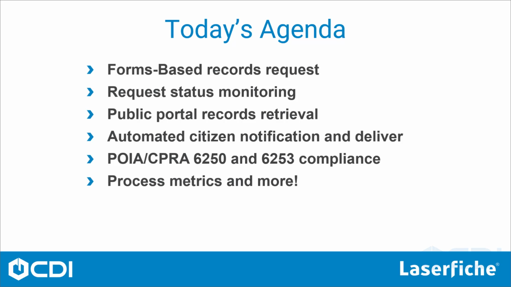We're also going to look at the status of our request as we go through it. We're also going to be using public portal records retrieval to actually get that file. There are a few different ways we can go about doing it, and I'll discuss those as we go along. We're also going to go through how Laserfiche can use workflow to automatically let the constituent know that they have gotten the file they requested. It looks like a small typo here. It's supposed to be FOIA and CPRA 6250 and 6253 compliance. And then we'll also go over overall process metrics and how that works in Laserfiche.